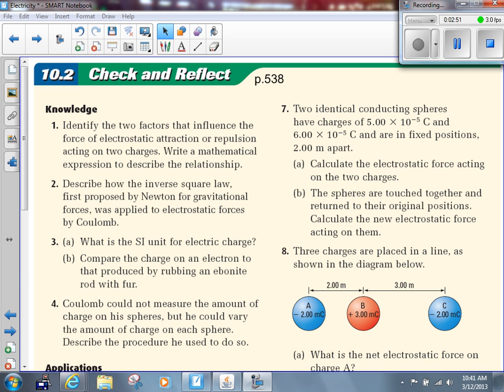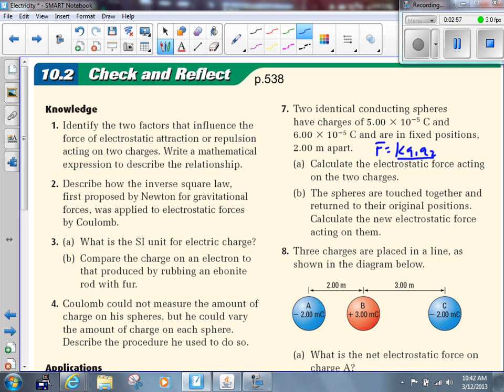To do question A, it's going to just be K q1 q2 over r squared. The value of q1 is going to be 5 times 10 to the minus 5. And q2 is going to be 6 times 10 to the minus 5. And of course, we've got r, which we have to square, as 2 meters. We calculate that force, and I'm not sure what it works out to be, but it is what it is, right? It's a pretty straightforward question.